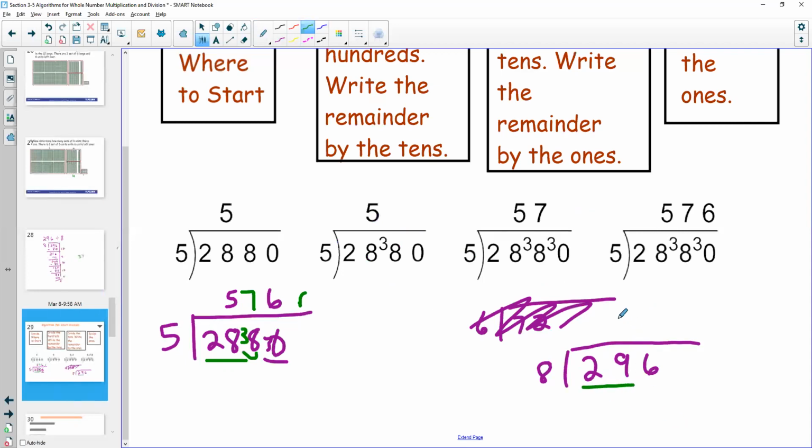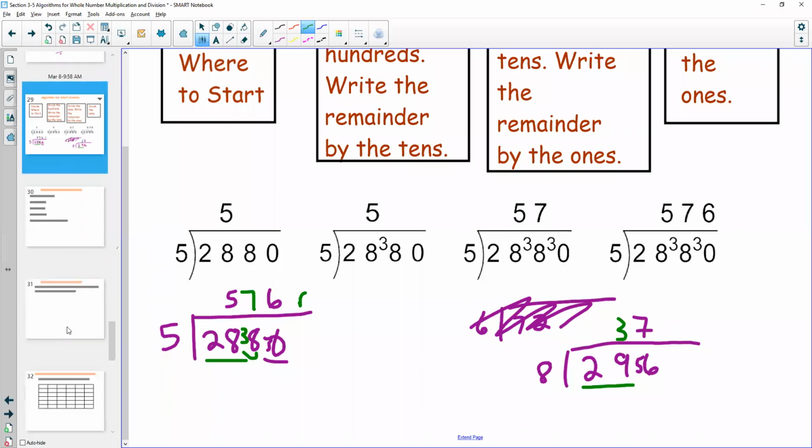8 goes into 29 3 times. 3 times 8 is 24. There's 5 left over, right? So I'm going to put the 5 right in front of my 6. 8 goes into 56 7 times. 37. Same answer as before, right? Interesting. Okay. So those are the multiplication and division algorithms.